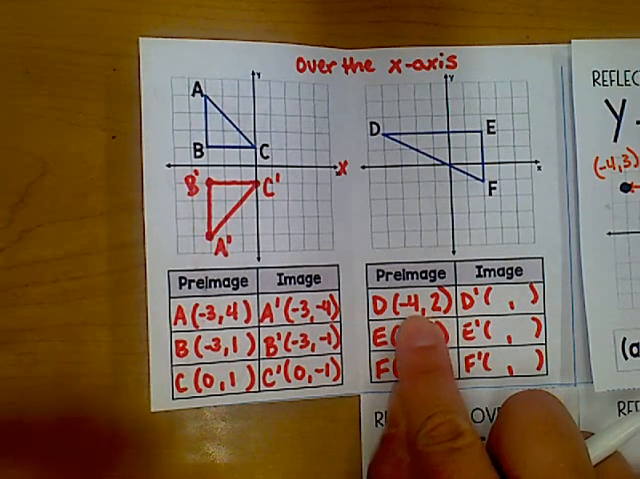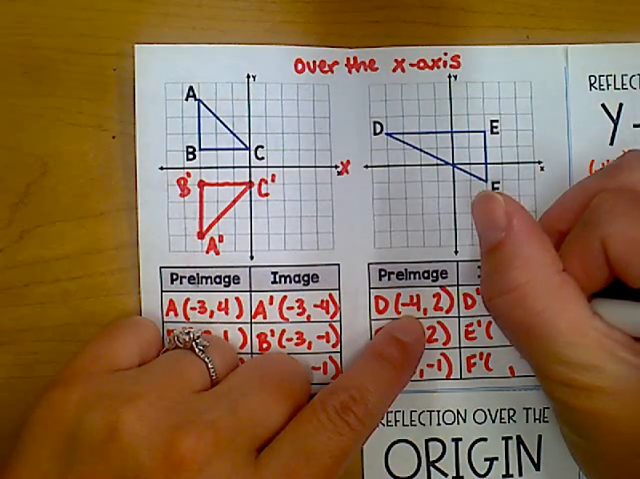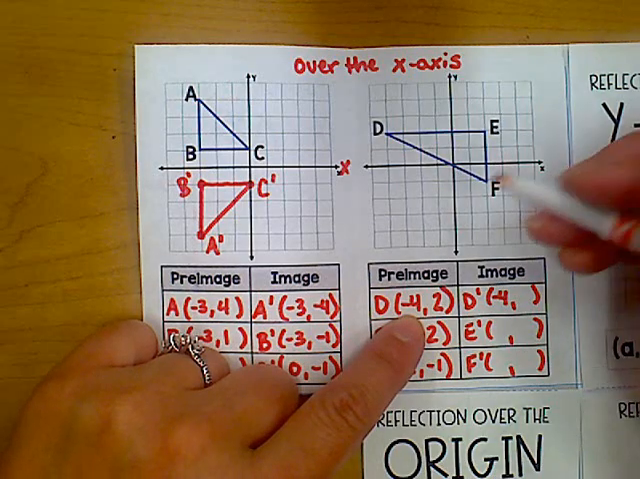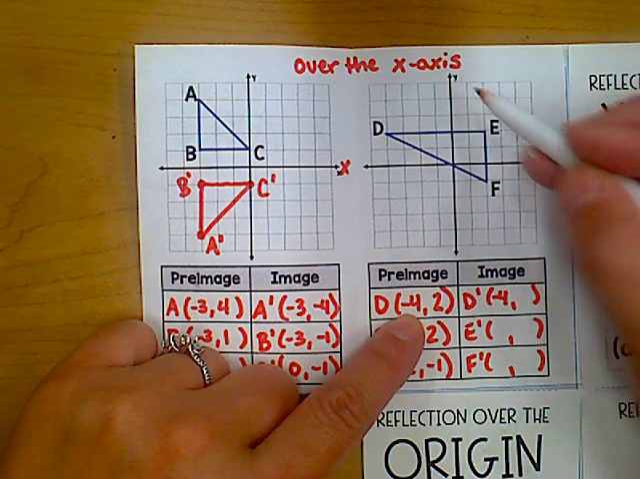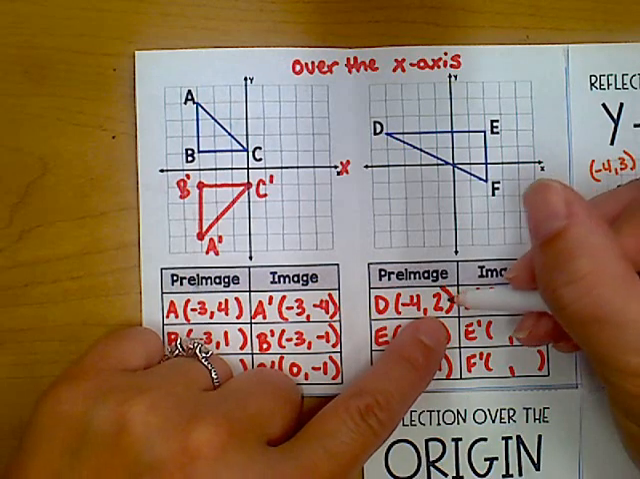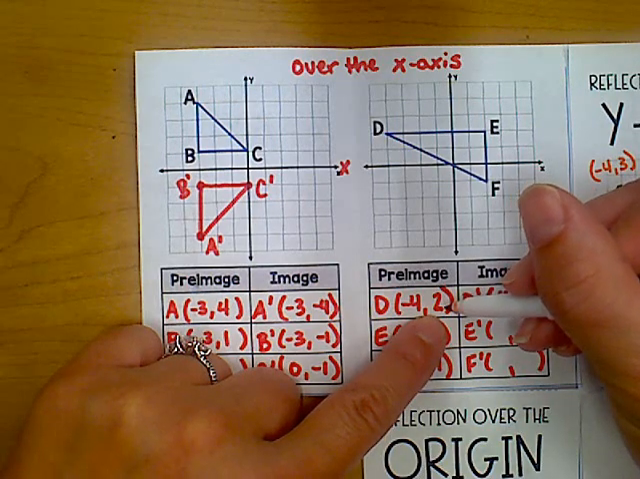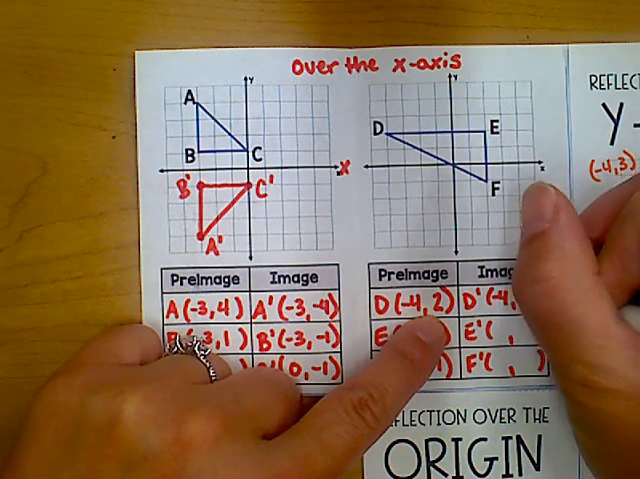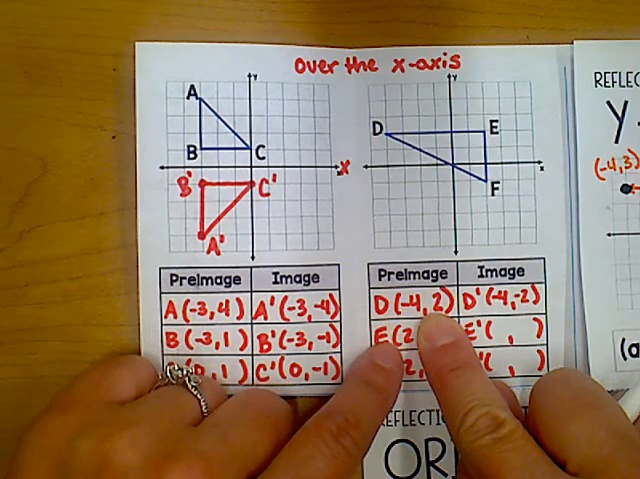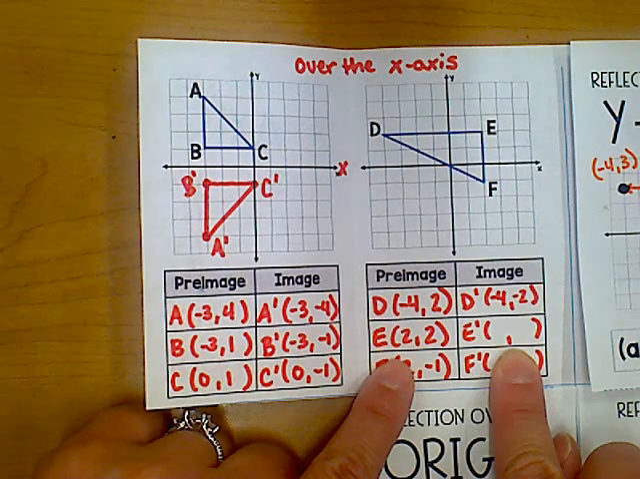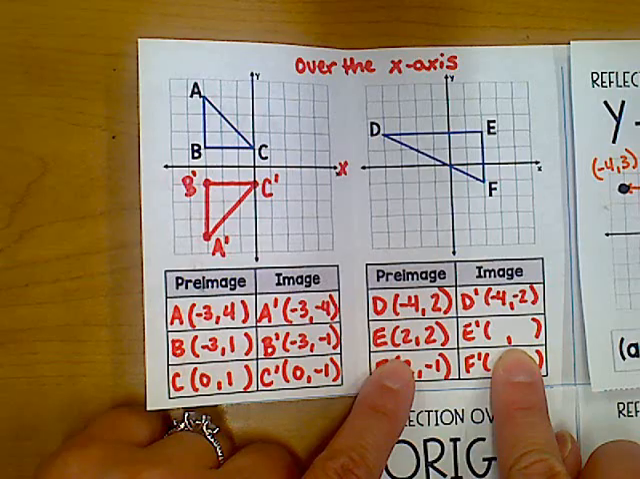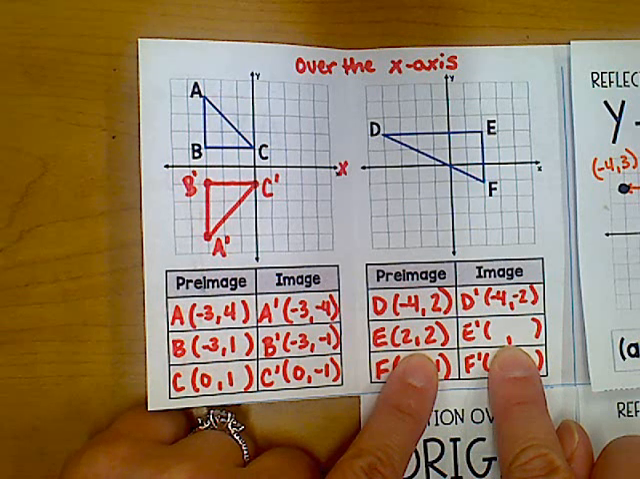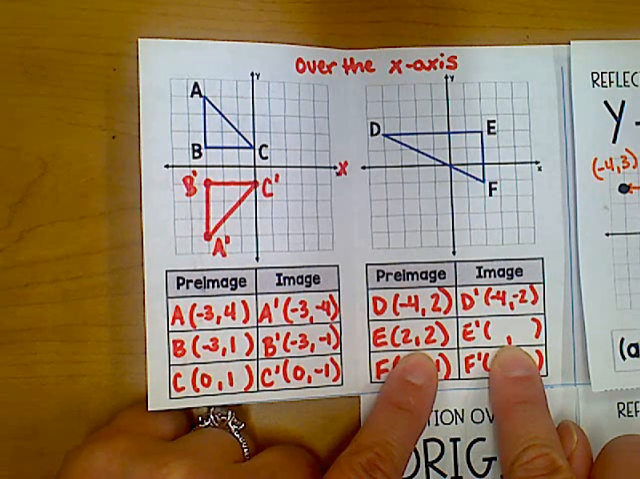Remember, for this one, we're going to leave the x-coordinate the same. So I can tell for D prime, my x-coordinate is going to stay -4, because when we're going over the x-axis, we're going to find the opposite coordinate of our y. And then for a y-coordinate of 2 in the pre-image, that means our image should have a y-coordinate of -2, because -2 is the opposite of 2. So let's see, what would be the ordered pair for E prime, the reflection of E? Answer that now.